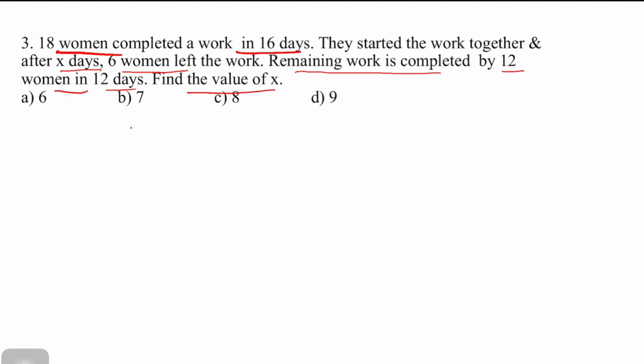So we know that 18 women completed the work in 16 days. So this will give us total work. Then they started the work together. 18 women started the work together and after x days they left, means till x days they worked. After that 6 women left the work, and 12 women continued the work and worked for 12 days.